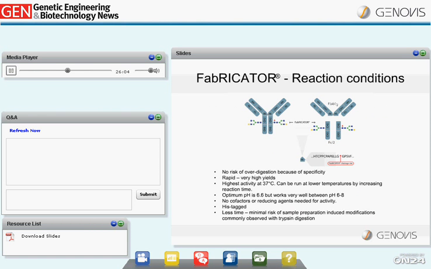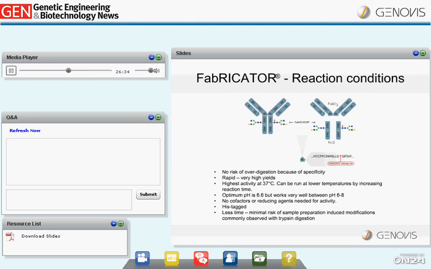Highest activity of the enzyme is achieved at 37 degrees, but the reaction can be performed at lower temperatures if incubation time is prolonged. For instance, at room temperature, we usually advise a 90 minutes to 2 hours incubation time for complete cleavage. Optimal reaction pH has been determined to be 6.6, but from a practical point of view, there's little difference between applying the enzyme at, let's say, pH 6 to 8.